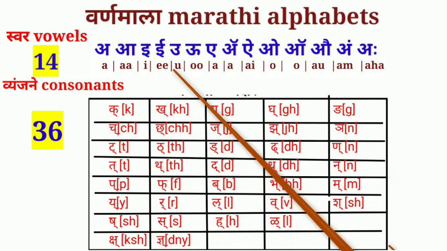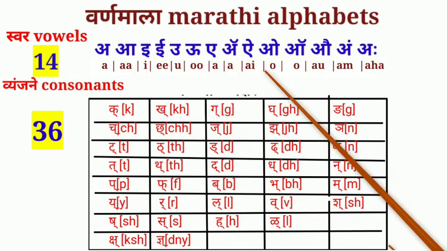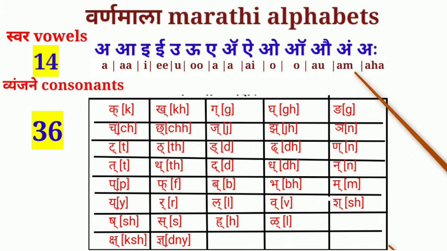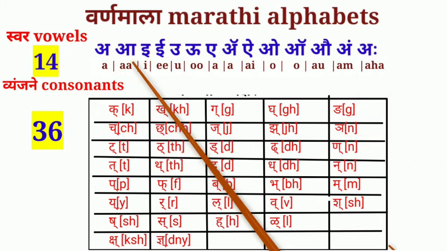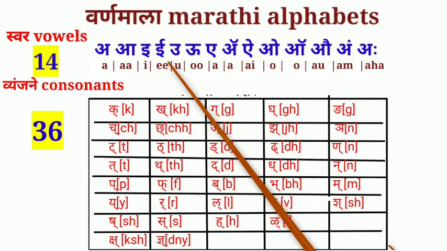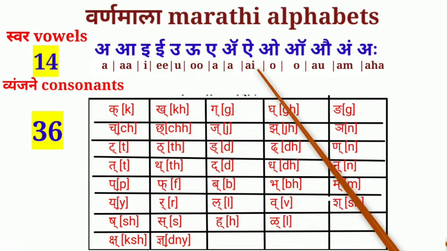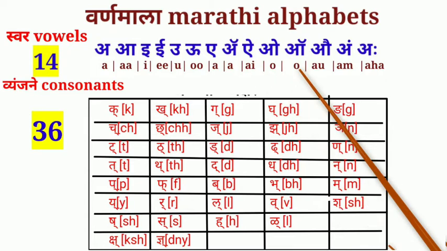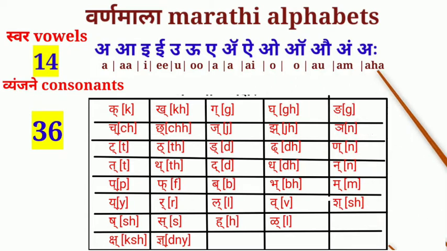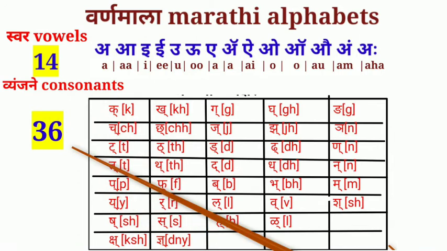Let's see. You can read all alphabets with the help of English phonics also. Let's see how to read. A, A, E, U, E, A, O, O, Aha. Next part is Vyanjane or consonants. There are 36 Vyanjane or consonants in Marathi alphabets.